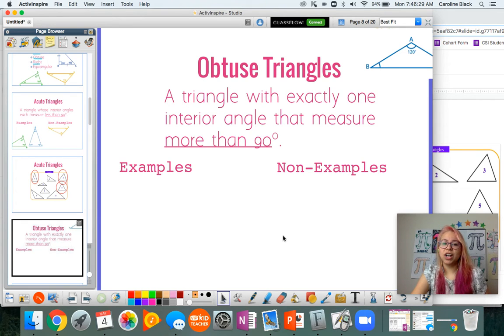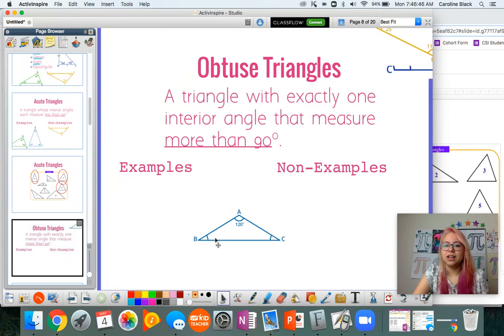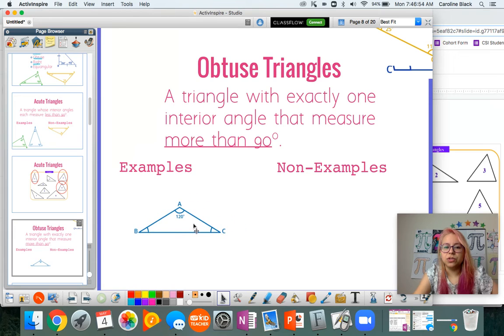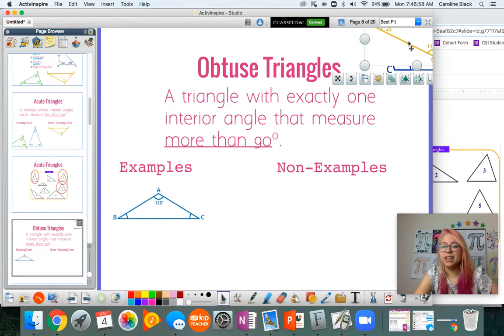So obtuse triangles. This is a triangle with exactly 1 interior angle that measures more than 90 degrees. So it has to be wider than that L shape, wider. So if you look at this, I have 1 angle that's 120. It's wider than that L shape. This is an obtuse triangle. This is an example. 120 is more than 90.